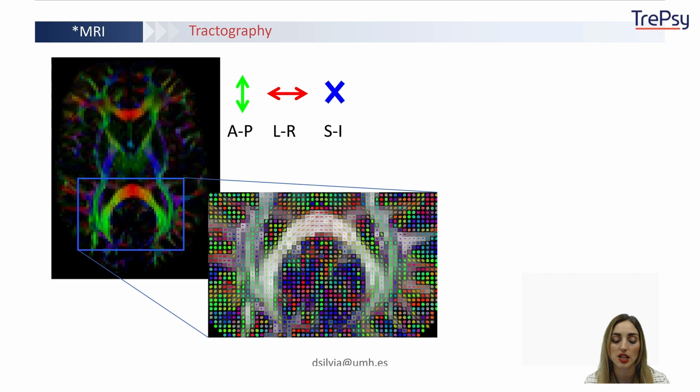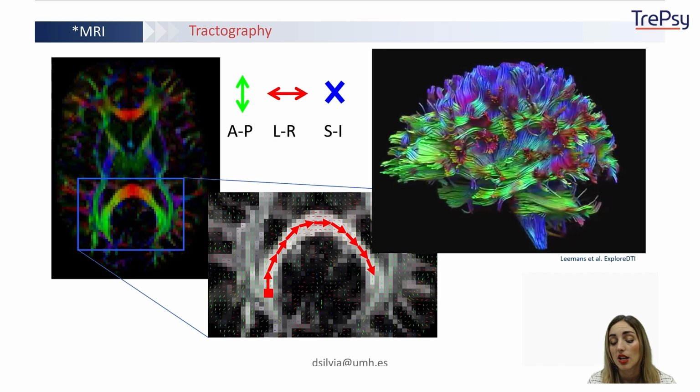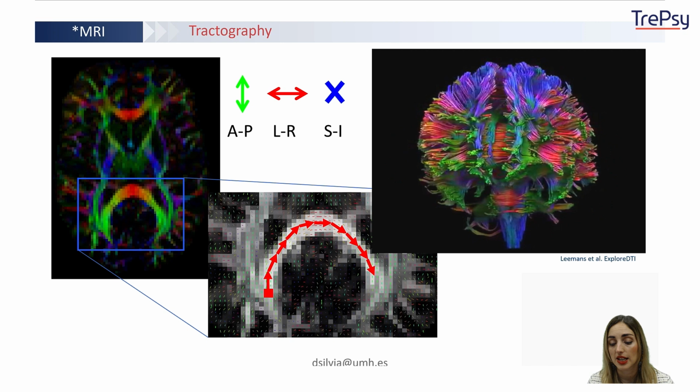But what is interesting is that if I then look at the orientation of the principal axis of diffusion in each voxel or element of the image, and then I reconstruct the trajectories of white matter by displacing from one voxel to another, just following this principal orientation of diffusion, I can reconstruct the fiber tracks from every point of the brain to every point of the brain. So eventually, it will look something like this.